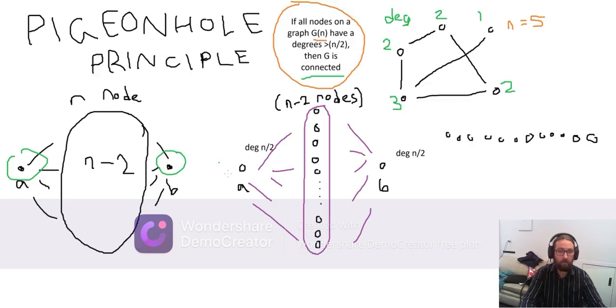It's the same idea here. Person A is picking over half of these nodes to connect to, and node B is picking over half of the nodes to connect to, which means that there has to be some overlap. And this is the same as the pigeonhole principle. In this case, the pigeons are actually the edges and the holes are the nodes.